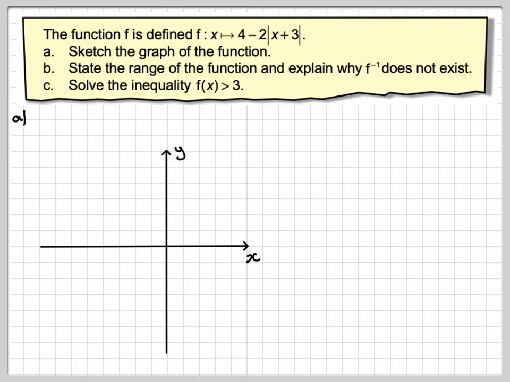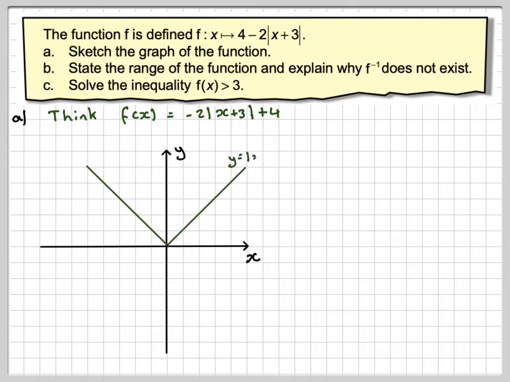Okay, so we're going to draw it. So a set of axes. Make sure you label your axes. You need to think that this can be written as minus times the absolute value of x plus 3, plus 4. Right, first of all, if you draw y is equal to the absolute value of x, the plus 3 means do a translation minus 3, 0.